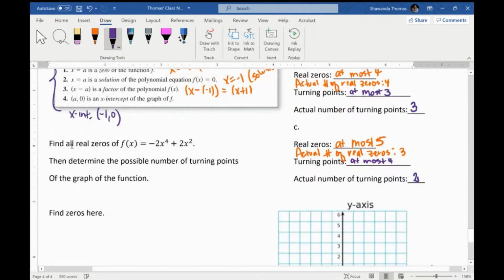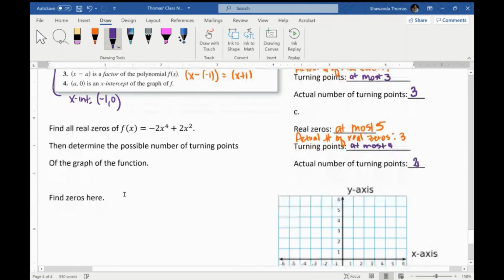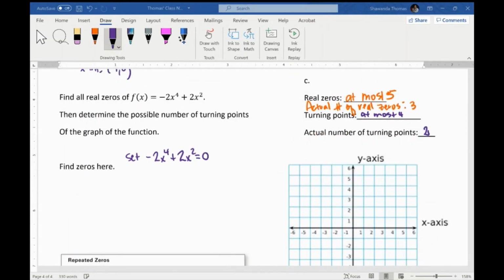Let's look at this. Find all real zeros of f of x equals -2x to the 4 plus 2x squared. Then determine the possible number of turning points of the graph of the function. Let's begin with finding zeros. All right. So I know you already set the function to 0. What did you do after that?